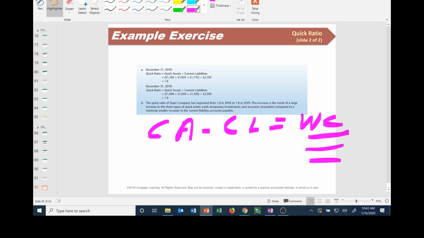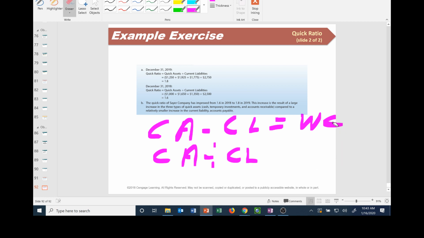All right, the current ratio is current assets divided by current liabilities. Now there's a quick ratio, and that is your current assets over your current liabilities, but you take out inventory.